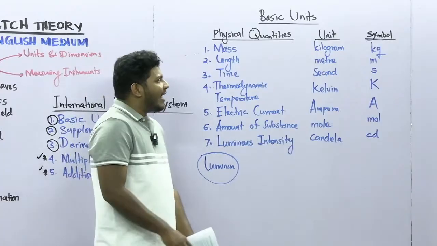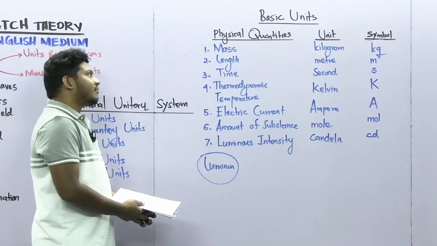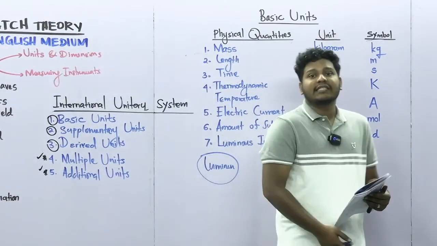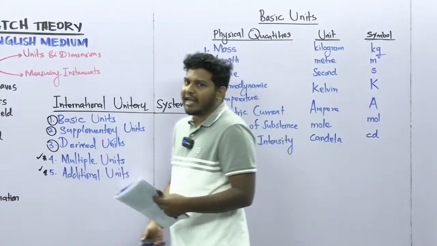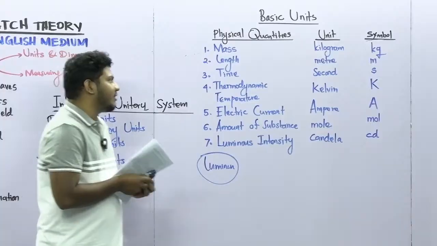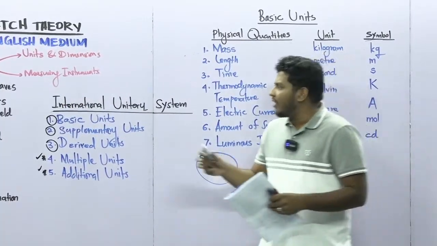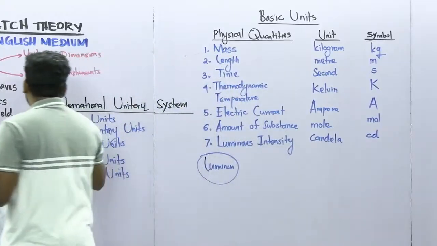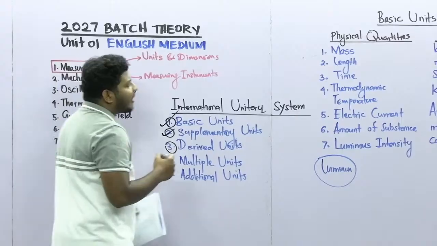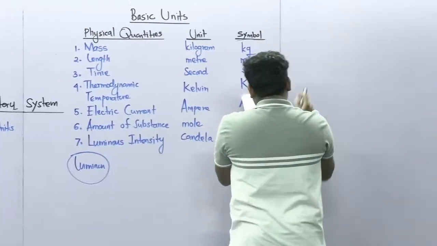Okay, right. And then I'm going to move to the next one. That is, guys, supplementary units. There are two supplementary units. So we already did the basic units. There are 7 basic units. Now we are going to move to the supplementary units. Okay, right. Here I'm going to write it down. Supplementary units.